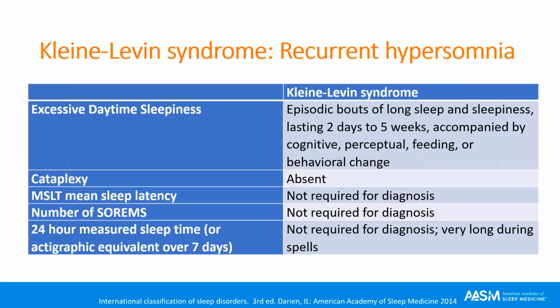You don't need to do diagnostic confirmatory testing for Klein-Levin syndrome. There are no MSLT criteria for Klein-Levin syndrome. There is no requirement that you measure sleep duration in any way during a bout. It is hard to evaluate patients with Klein-Levin in the middle of a bout because they're usually asleep, and when you wake them up, they tend to have this altered behavior and altered thoughts. So there's really not a requirement for a mean sleep latency on the MSLT or number of sleep onset REM periods or for monitoring of sleep with PSG or actigraphy.